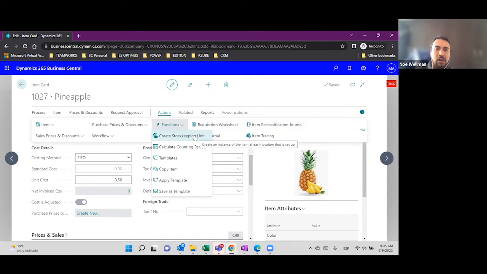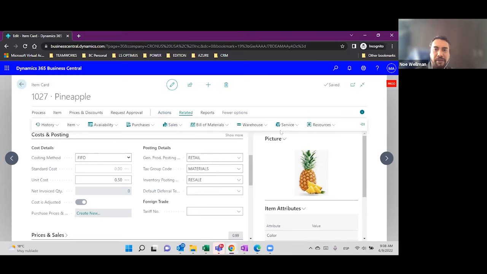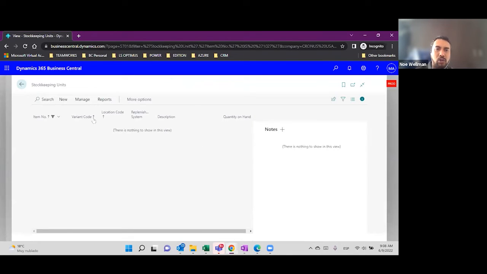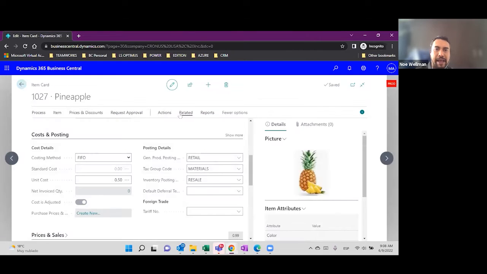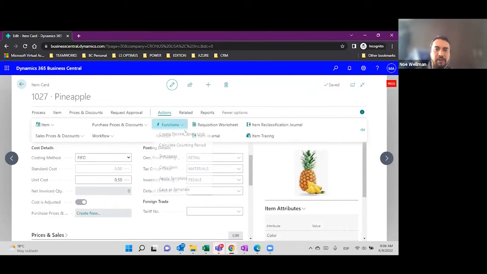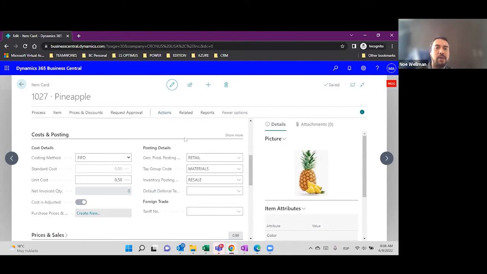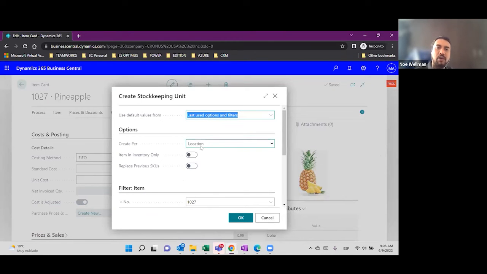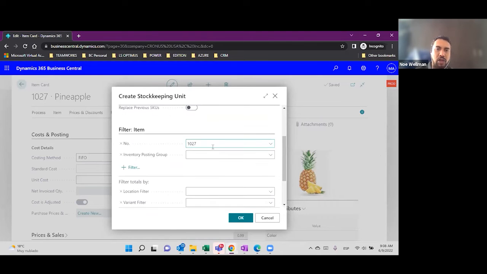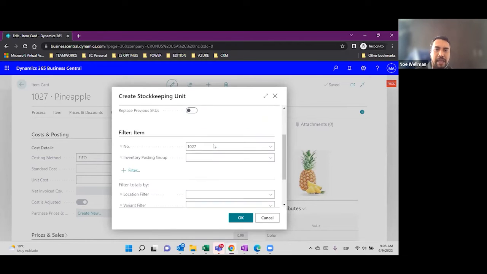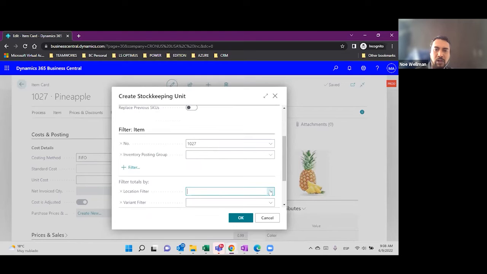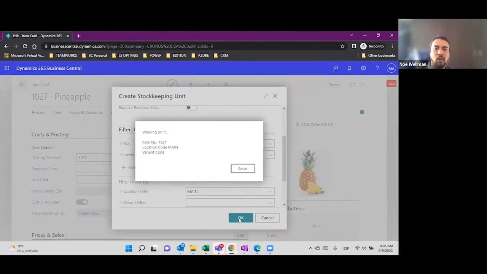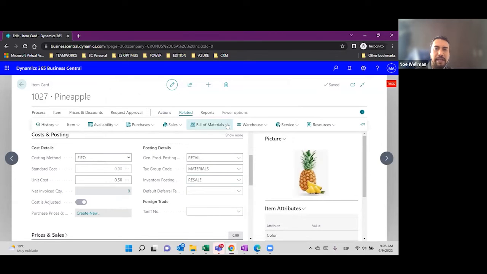Okay, and in order to do so, I can create one or two stock keeping units, since it doesn't currently have any. Let me just create one from scratch. We have the function to create a stock keeping unit. In this case, I'm going to create it per location, where I'm going to filter to create in my main warehouse just one single stock keeping unit. Let's just verify it.